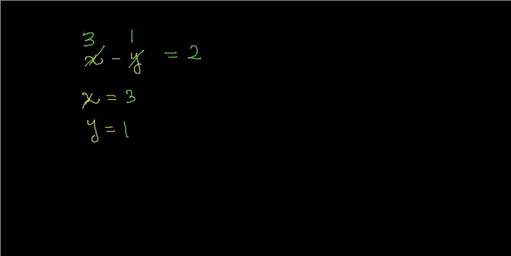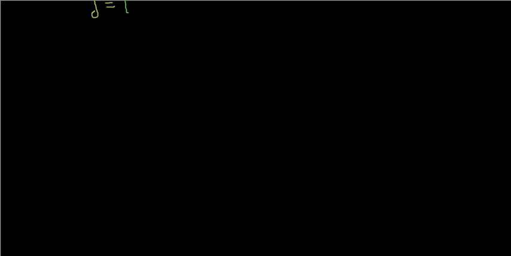Let's try another one. Let's try something different. Let's pick z and x instead of y. So zx minus z. Now we have talked about this in the earlier video: when you have two variables next to each other, this means multiplication. So just keep that in mind. So z is equal to 4 and x is equal to 2.